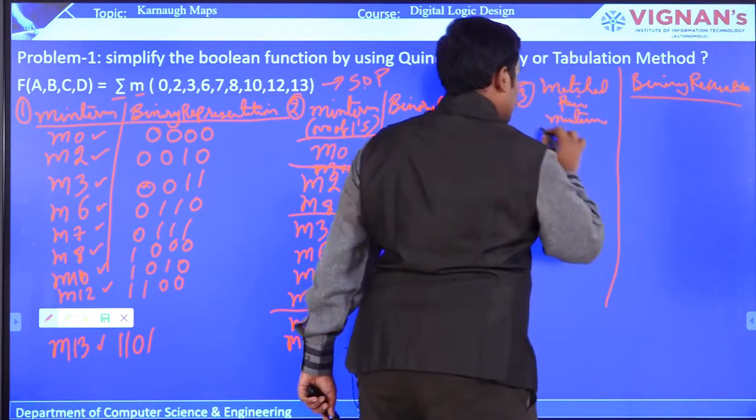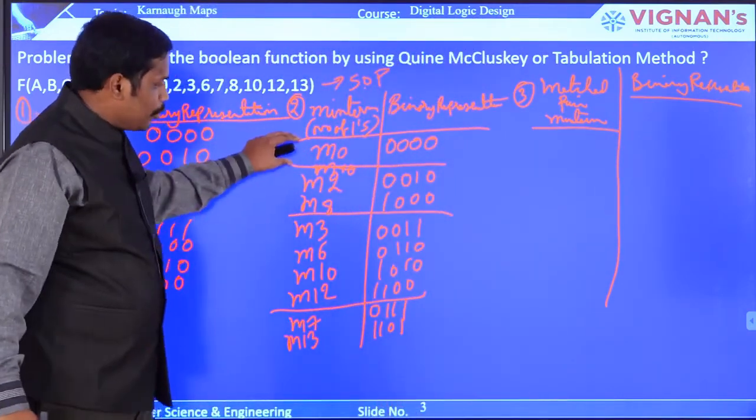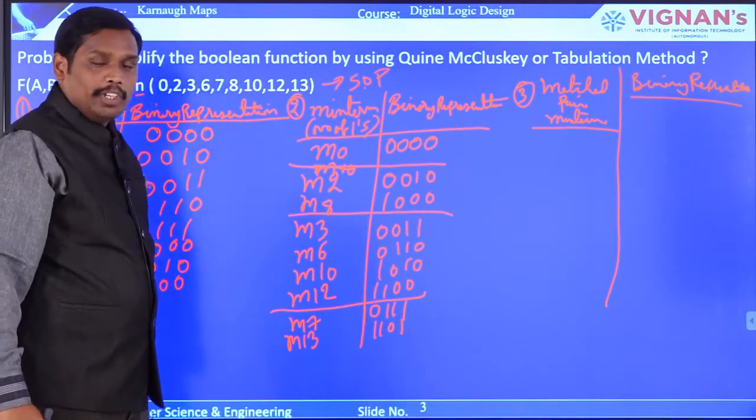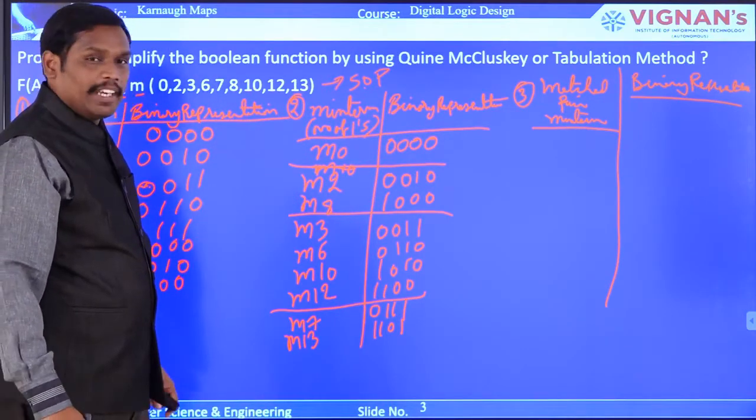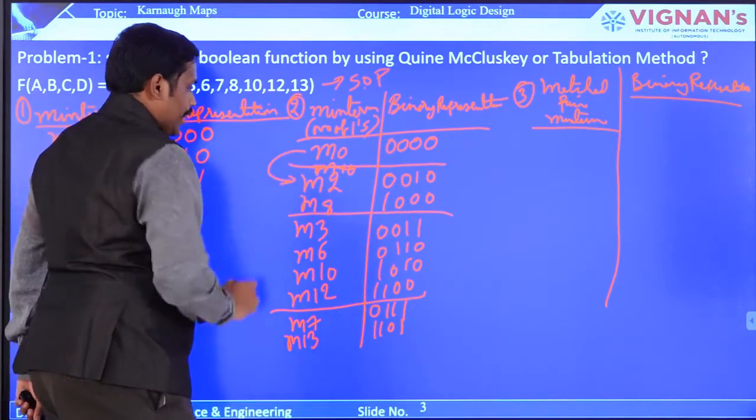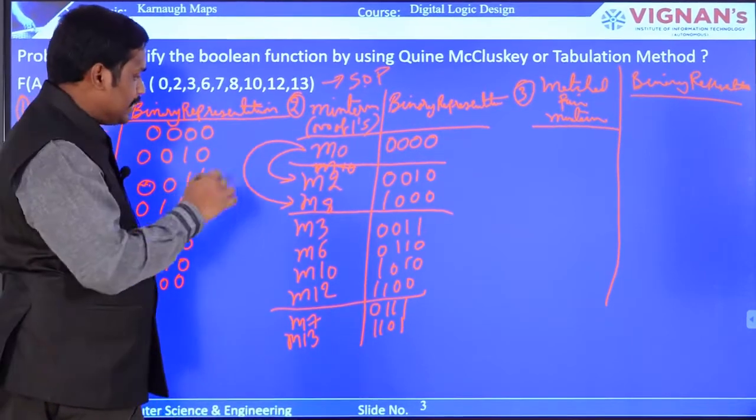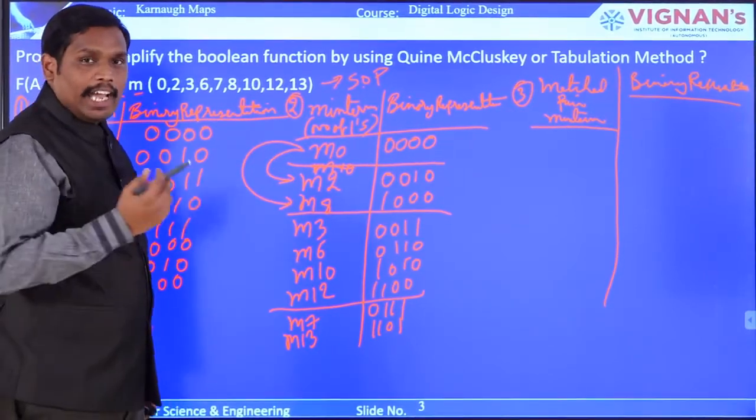Okay, binary representation and matched pair minterms. So now you are going to match the successive groups. So this is one group, this is one group, this is one group, and this is one group. In order to form the new matched pair minterms, you have to match M0 with M2 and M0 with M8. If there is only one bit position that is able to match, then we can have a matched pair.